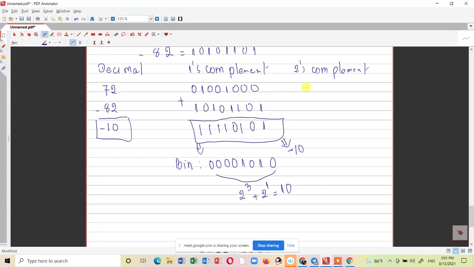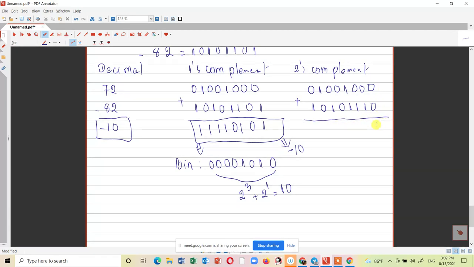And our two's complement is 0 1 0 0 1 0 0 0. For two's complement, we just add this one with 1. So we got 1 0 1 0 1 1 1 0. This is minus 82 in two's complement. So we just add these two numbers.